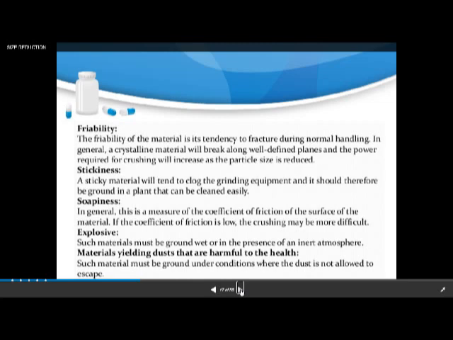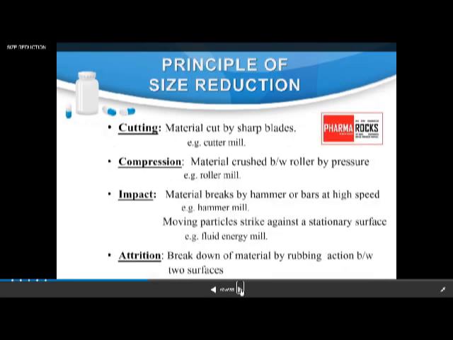If the coefficient of friction is low, then crushing is difficult, and if the coefficient of friction is high, then crushing is easier. If the material is explosive, then in the presence of an inert atmosphere we have to go for the size reduction. Some materials are very harmful for health, like if the dust is passed through the nose, that material may be harmful. So these also affect the size reduction process.